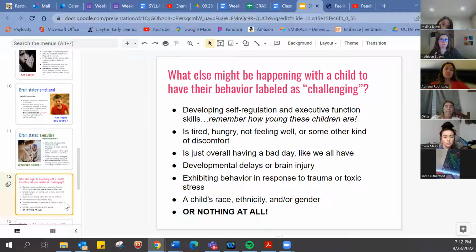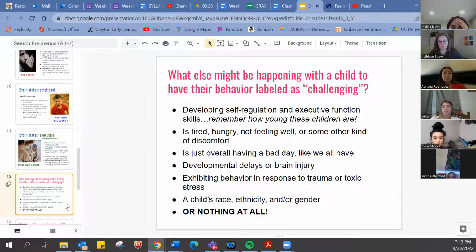So how can we be more empathetic and understanding in those situations? There might be some developmental delays or even brain injury that might be contributing to some behavior. Could be also a response to traumatic toxic stress or to trauma. Or it could also be tied to a child's race, ethnicity, or gender. This is unfortunately something that happens a lot.